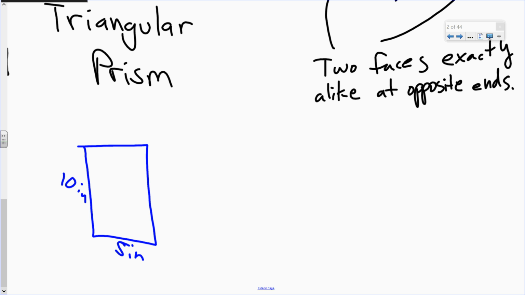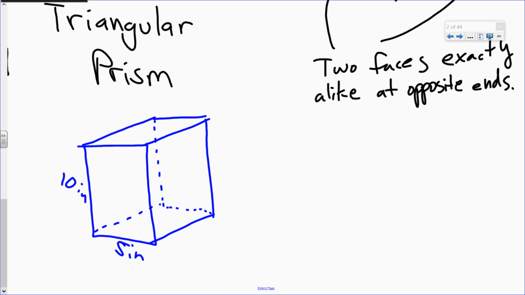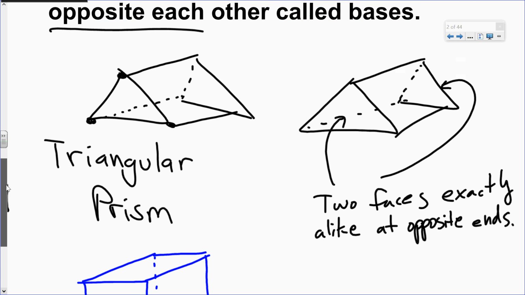Draw me a rectangle. Now look at every corner. Watch this. Every corner, I'll extend it, and then make the same rectangle in the back. I'll put some dotted lines to give it a 3D effect. So now we've got a rectangular prism.